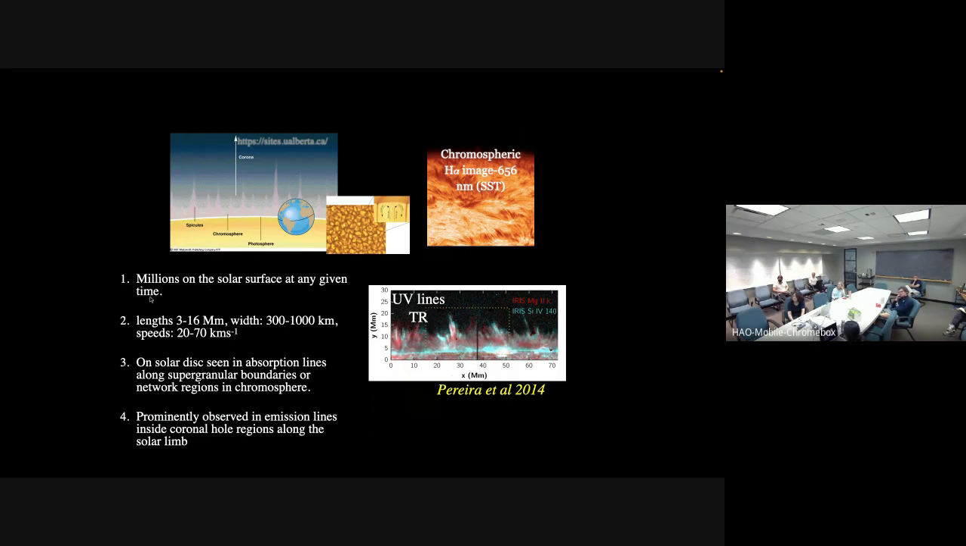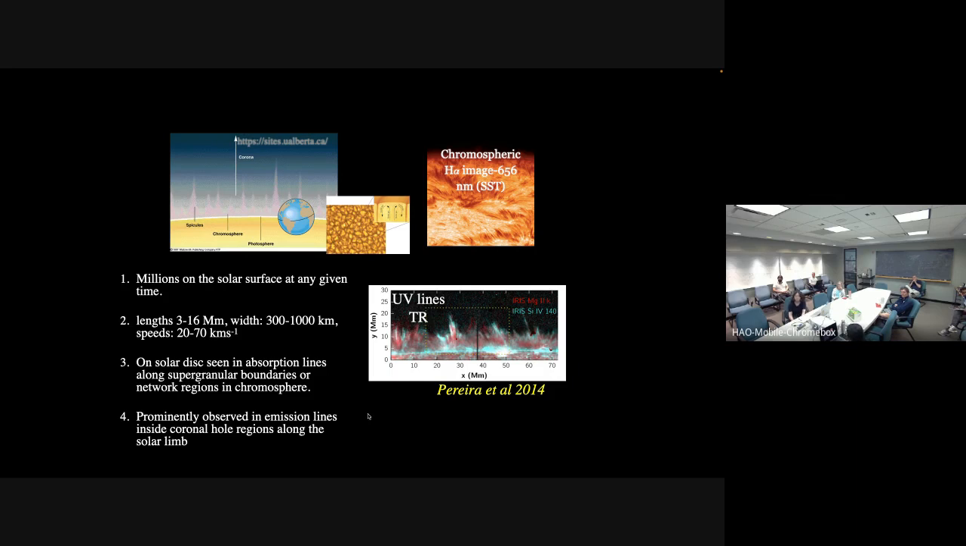As I don't need to tell this audience, there are millions of spicules on the solar surface, and hence we use the term spicule forest, and they have certain physical characteristics of lengths, widths, and speeds. And the spicules are observed most clearly in the coronal hole region at the solar limb, and they can be observed in several wavelengths, from cooler chromospheric lines to hotter transition region and UV lines.